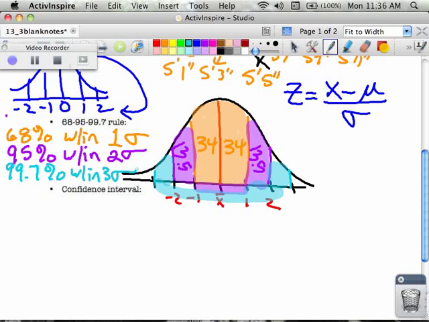And maybe a good way to see it, if you're writing it down, is here is 68%, here is 95%, and here is 99.7% of the material. Questions about that?